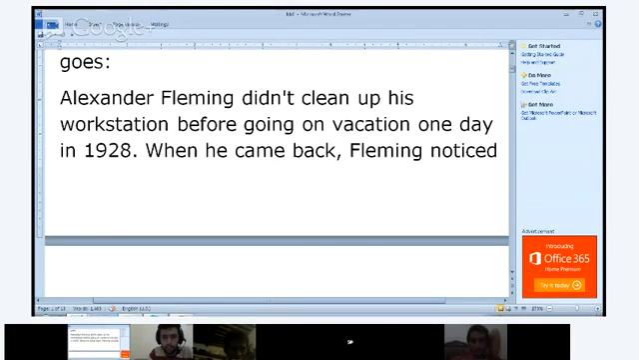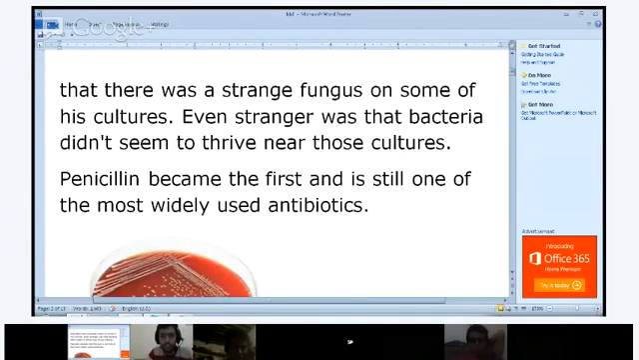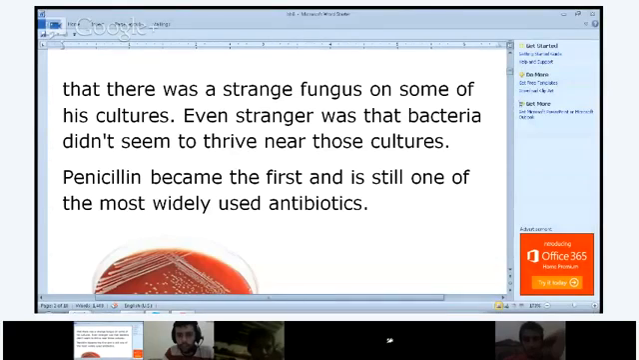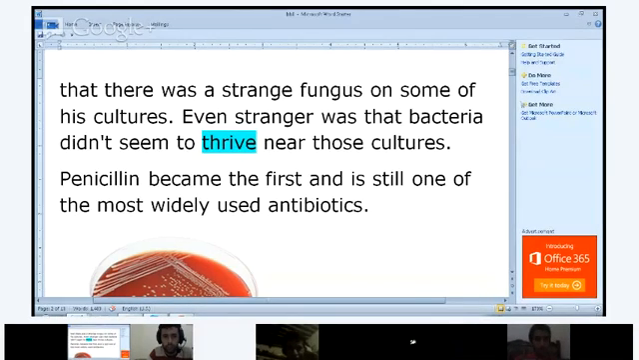Alexander Fleming didn't clean up his workstation before going on vacation. One day in 1928, when he came back, Fleming noticed that there was a strange fungus on some of his cultures. Even stranger was that bacteria didn't seem to thrive near those cultures. Penicillin became the first and is still one of the most widely used antibiotics.